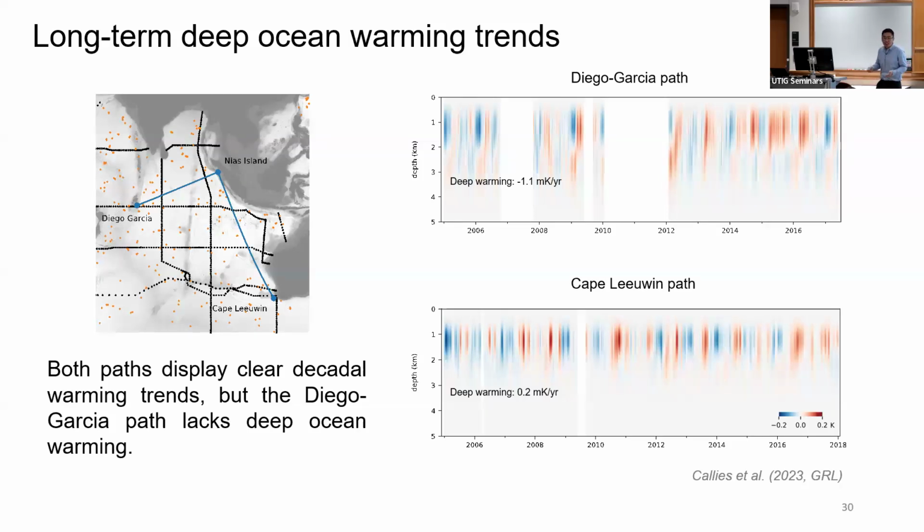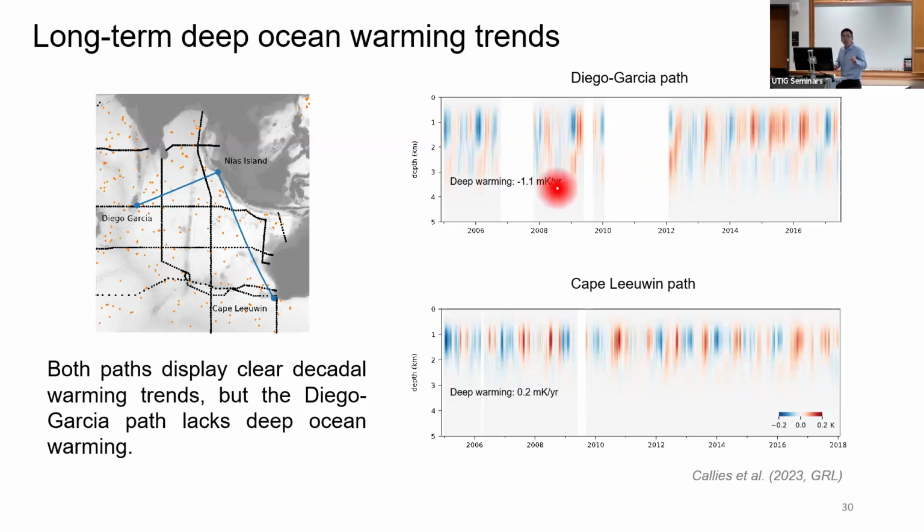They show difference. Let's look at the long-term trend. And this figure shows the long-term trend for these two T-wave paths. So the right figure is the constructed depth distribution of the ocean temperature in these 13 years. Red is warm, blue is cold. And if you look at the top, it goes from blue to red, warmed up.